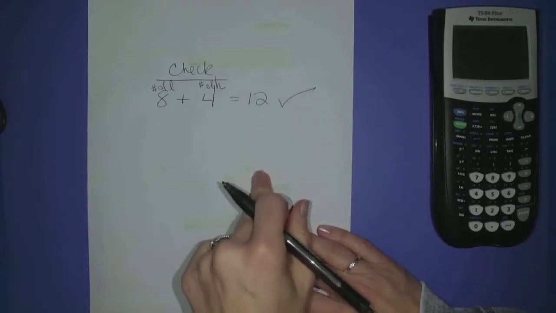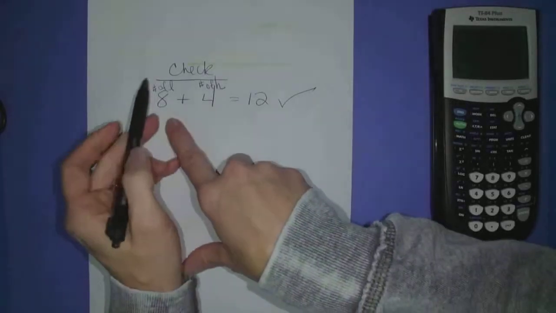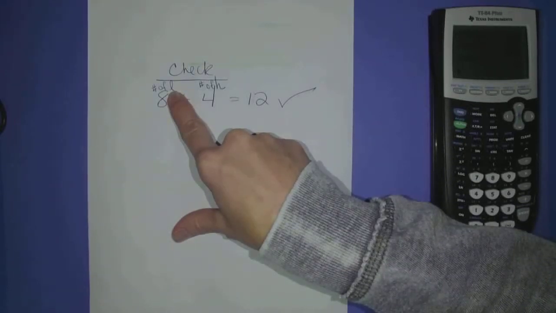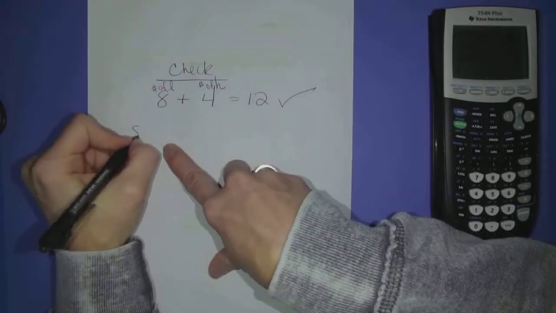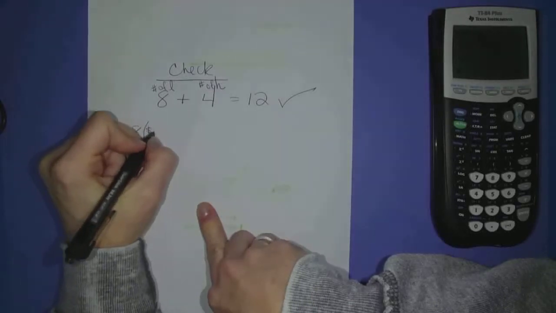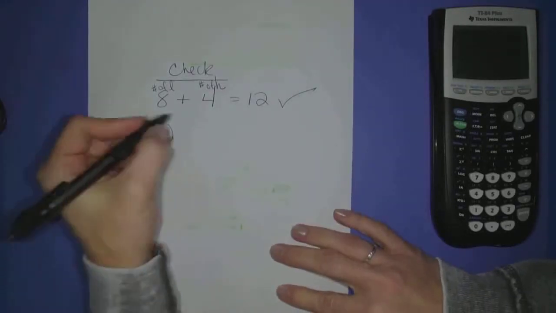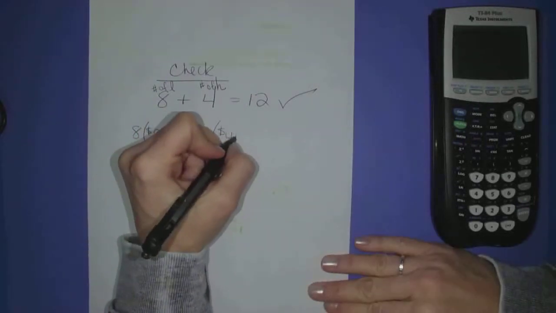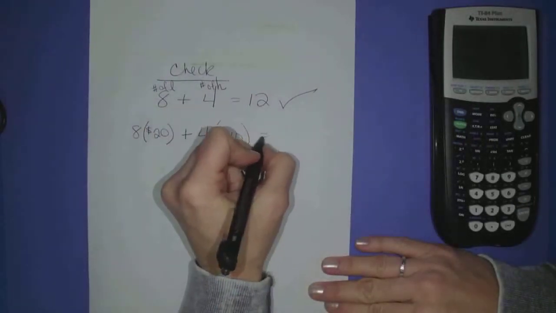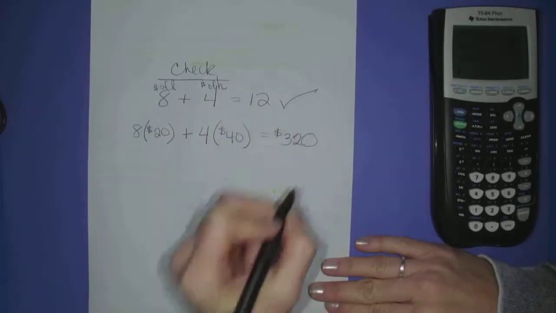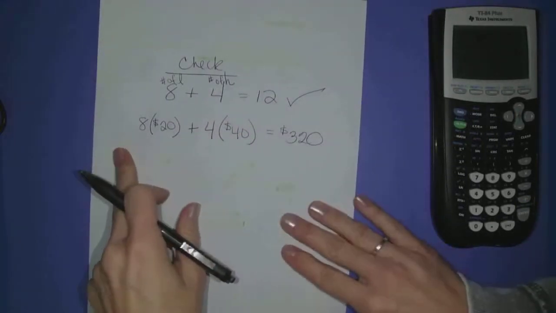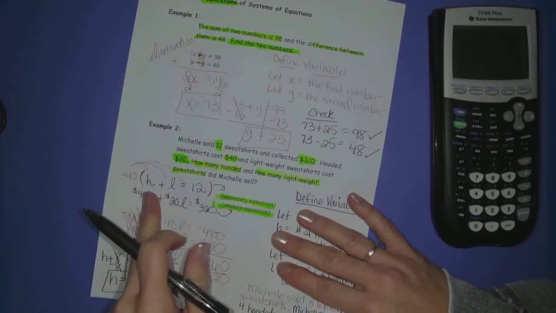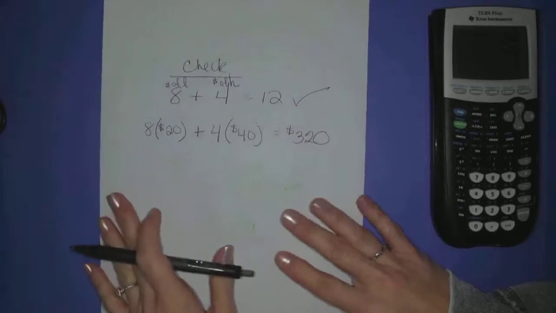Now I want to see if the money works out. So let's see here. Lightweight sweatshirts, each one costs 20 bucks. So if you have 8 sweatshirts times $20 for each one, and then you've got 4 hoodies, and the hoodies, remember, were $40 for each one, do you get $320? This is a little out of order. I have this a little bit backwards than I had my system written, but it's okay. It doesn't matter. Addition is commutative, so you can switch that around.